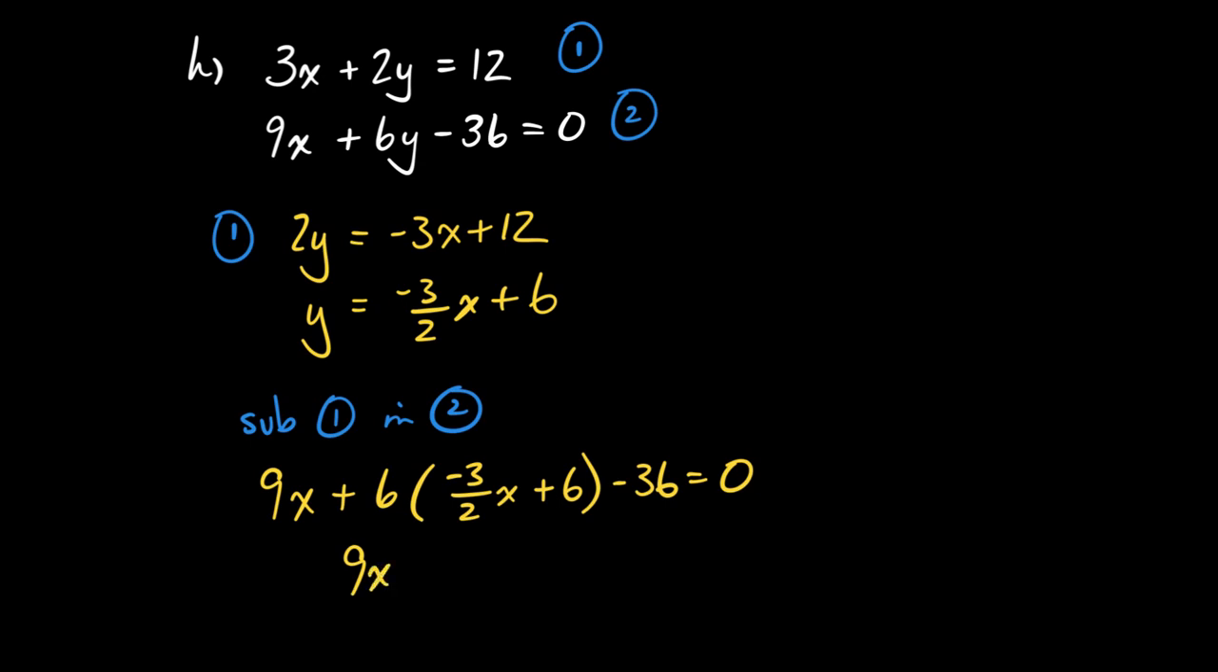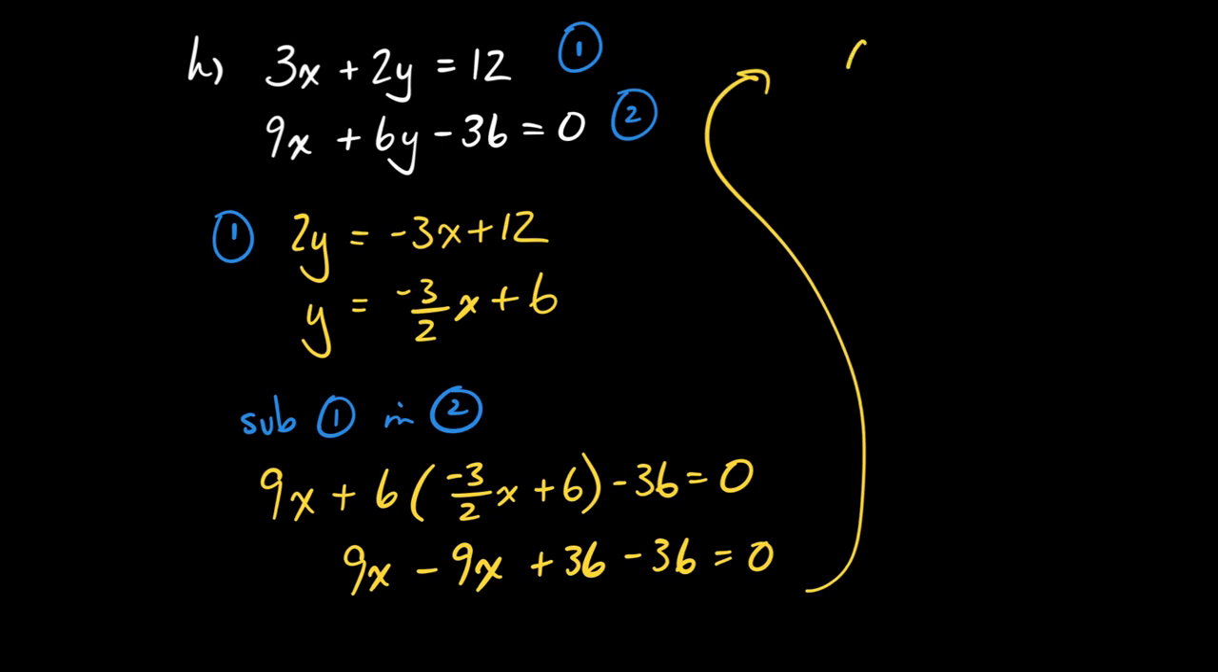Well, hey, this works out really nice. 6 times 3 halves is 9. So since it's a negative 9. Nice. And now when I go to collect my variables and collect my constants, I get that 0x equals 0.